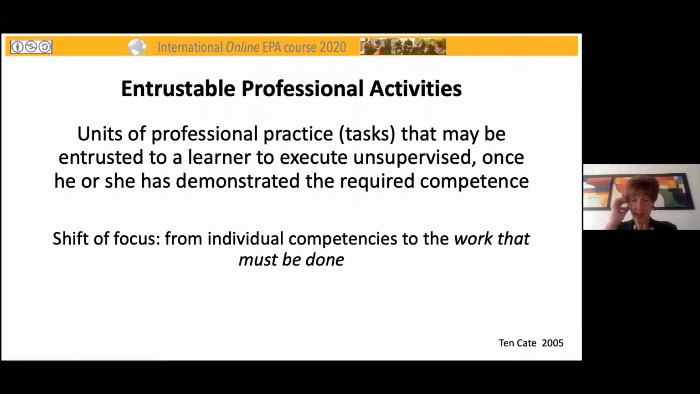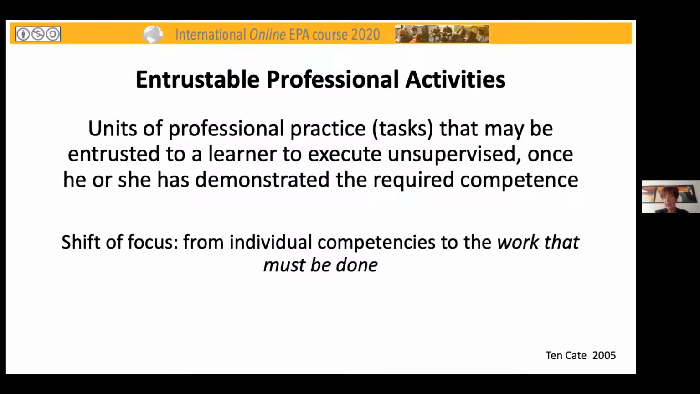So here you see the definition of an entrustable professional activity. EPAs are units of professional practice, tasks that may be entrusted to a learner, a student or a resident, to execute unsupervised once he or she has demonstrated the required competence. So what we do here is actually shift the focus from individual competencies to the work that must be done.